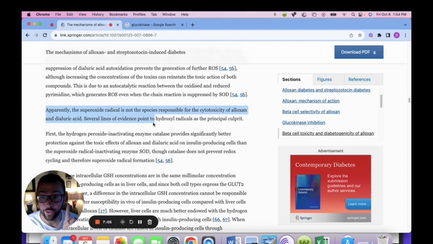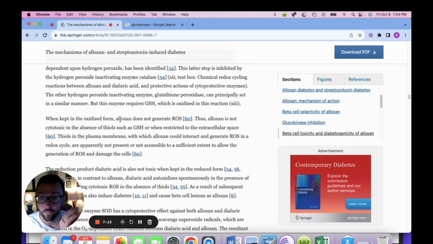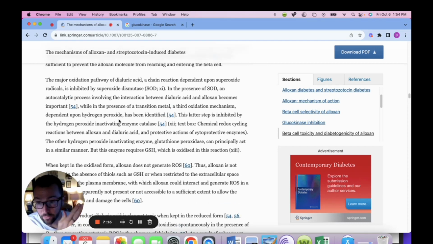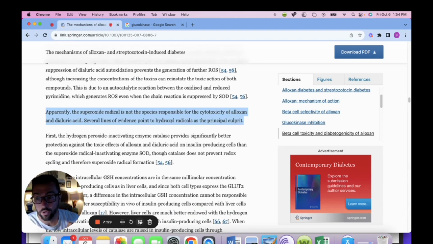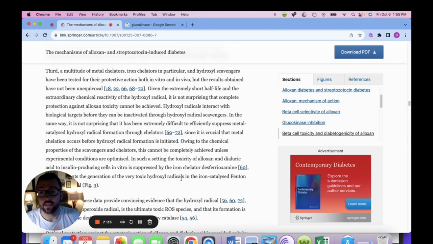Several lines of evidence point to none other than the hydroxyl radicals as the principal culprit. Now, we talked about that before with the Fenton reaction. The Fenton reaction, including iron, is how those superoxide and hydrogen peroxide molecules are being degraded into these hydroxyl radicals, which are the ones that are causing the issues. Knowing that the creation of superoxide and hydrogen peroxide degrading into hydroxyl radicals is ultimately what is causing diabetes is pretty cool.